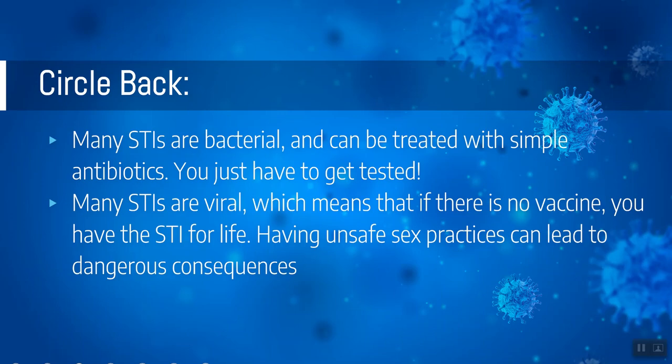So to circle back, we're just about done. Many of our STIs are bacterial, as we learned, such as chlamydia, gonorrhea, and syphilis, and they can be treated with very simple antibiotics. You just have to know that you have them and get tested in order to be treated. However, many are viral, like HIV or HPV, which means that if there is no vaccine, you have that STI for the rest of your life. And having unsafe sex practices can lead to dangerous consequences, such as contracting HIV and not getting medication early enough to be treated so that it doesn't turn into AIDS, or contracting herpes that you end up having for the rest of your life and can unknowingly pass to other sexual partners.